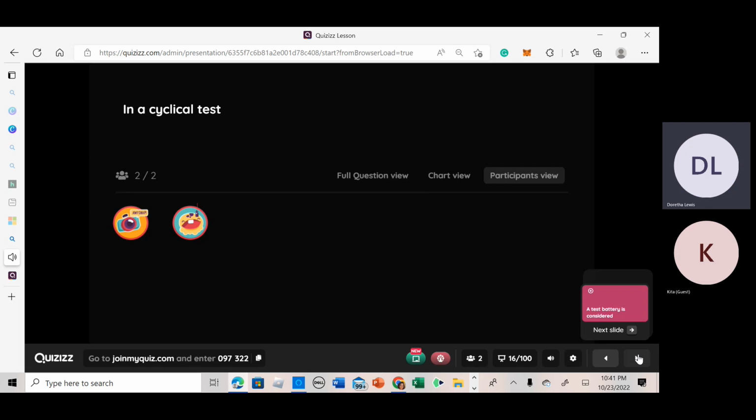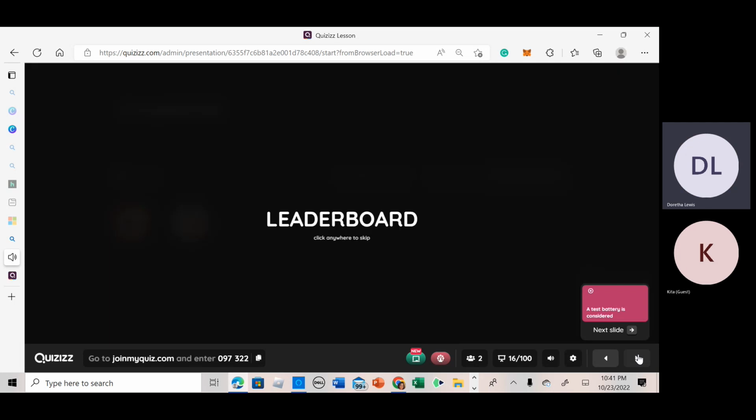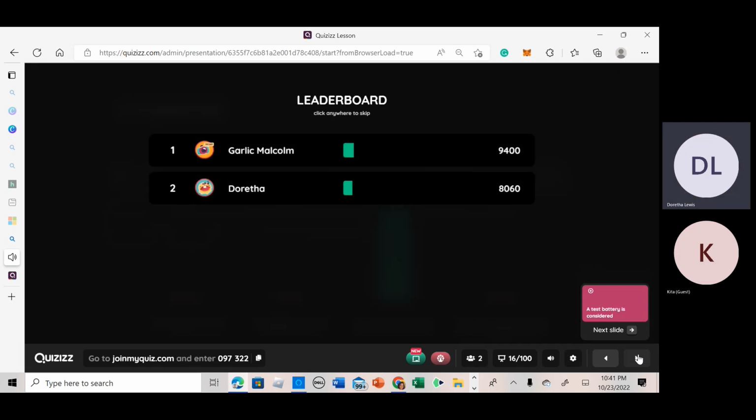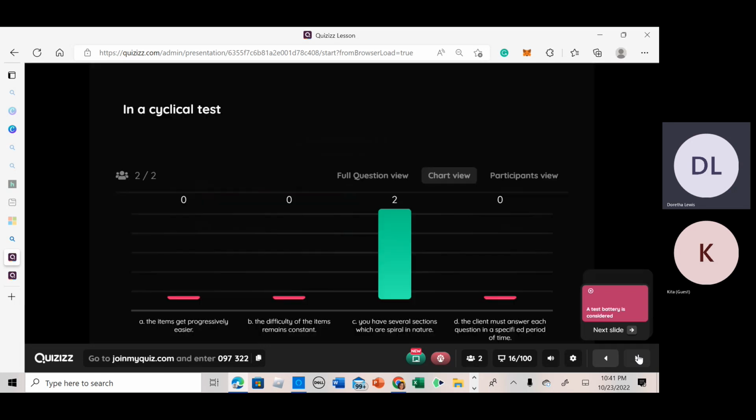In a cyclical test, correct answer C, you have several sections which are spiral in nature. In each section, the questions will go from easy ones to those that are most difficult.